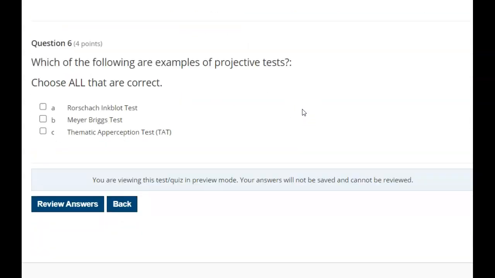Which of the following are examples of projective tests? Choose all that are correct. A, the Rorschach ink block test. B, Myers-Briggs test. C, thematic apperception test, or TAT.